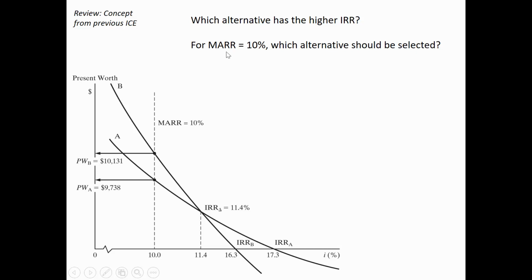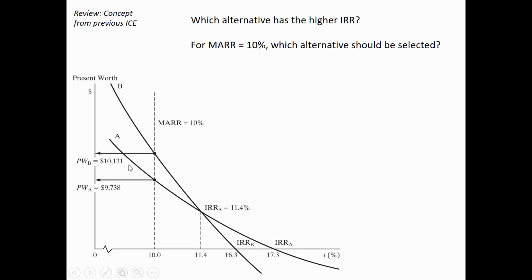But let's apply some decision making here. What if your MAR is 10%? Which option should you select if your MAR is 10%? You said it's option B. Why is option B better if our MAR is 10%? Because your present worth is what?